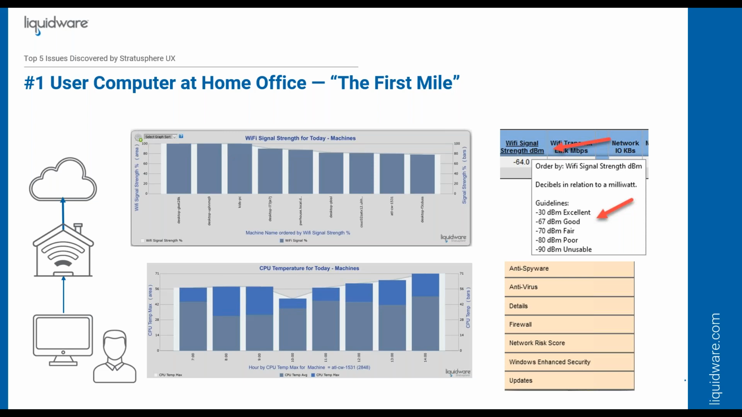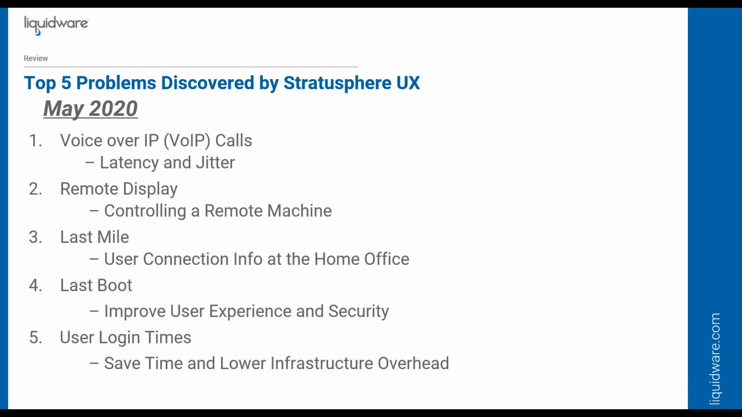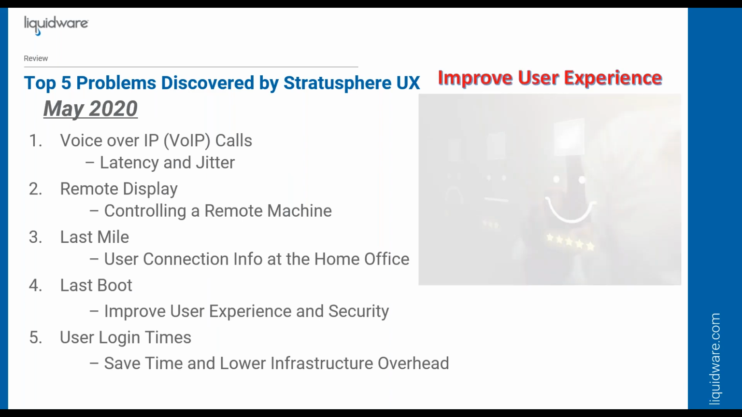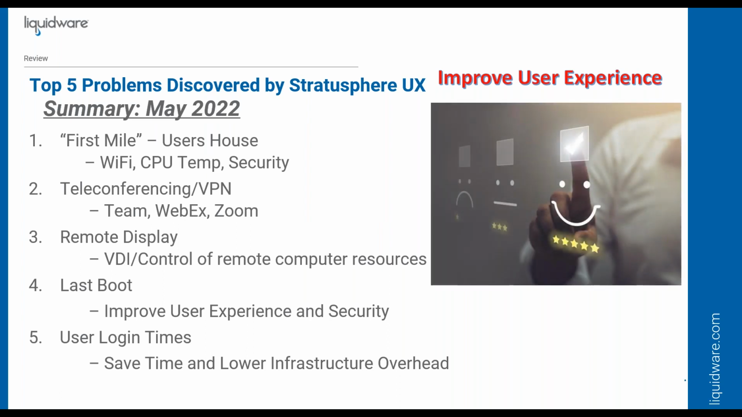All right, so let's just wrap up. Back in 2019, user login was the top, remote display was the bottom. In 2020, voice over IP calls were the top, remote display, and user login moved to the bottom. And here in 2022, the first mile is the number 1 issue for customers. So trying to figure out what's going on at that first mile, which then affects my teleconferencing, my remote display, my last boot, my user login, all of this actually rolls up into that first mile. The data center is pretty solid and has been for a while.